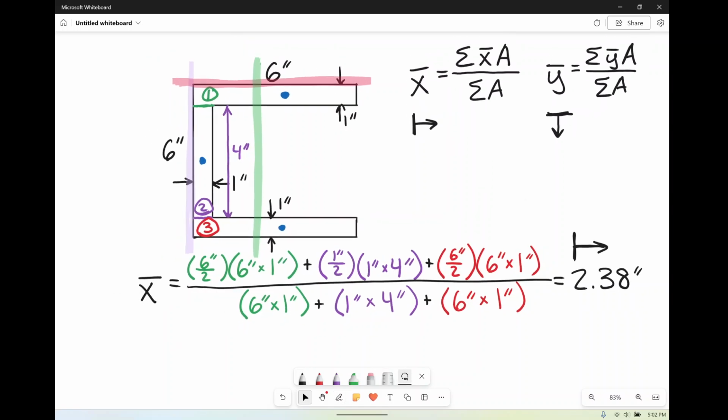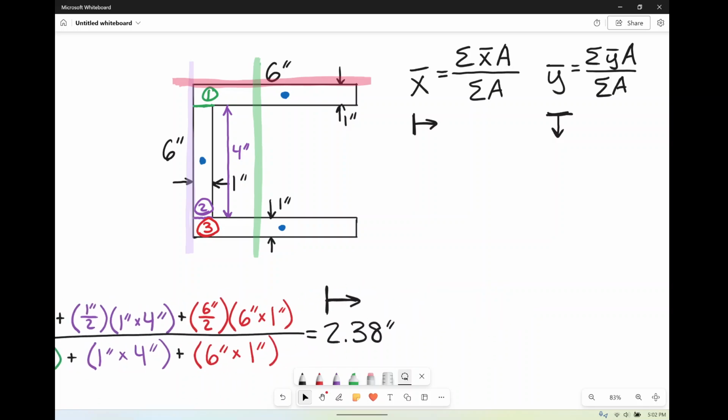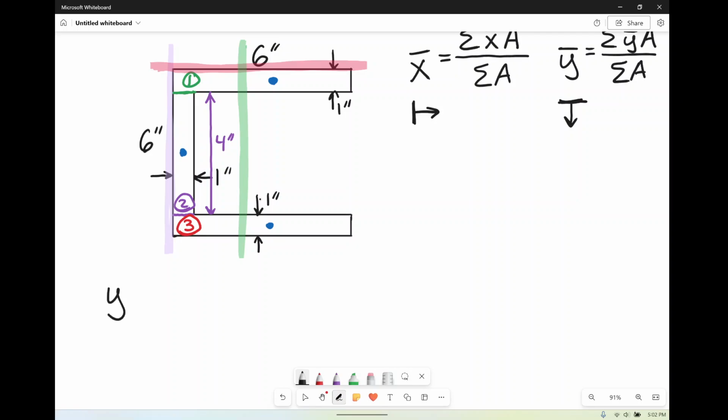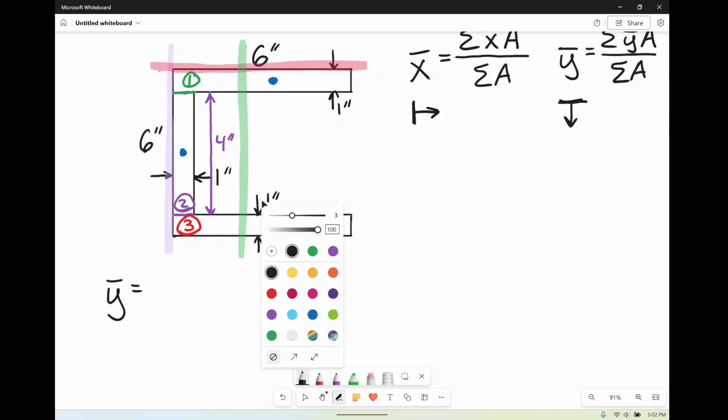So what I'm going to do is take this x bar stuff and move it so that we can keep y bar in here. We'll come back to that in a sec. So for y bar, we're again doing the same thing. We're finding the vertical distance, again, from the red line going down for each of these shapes.